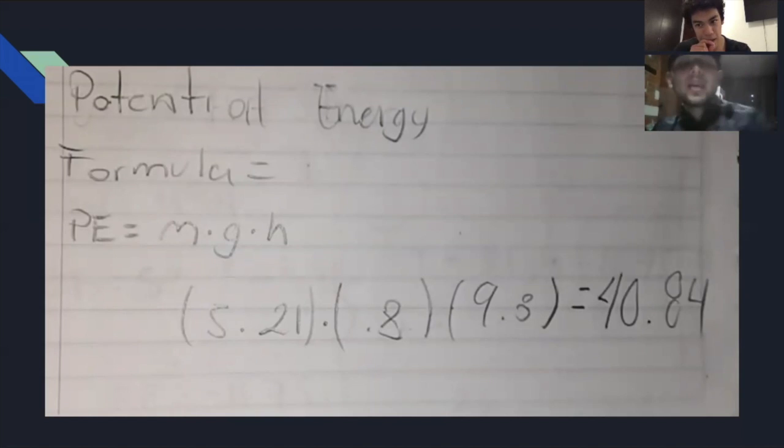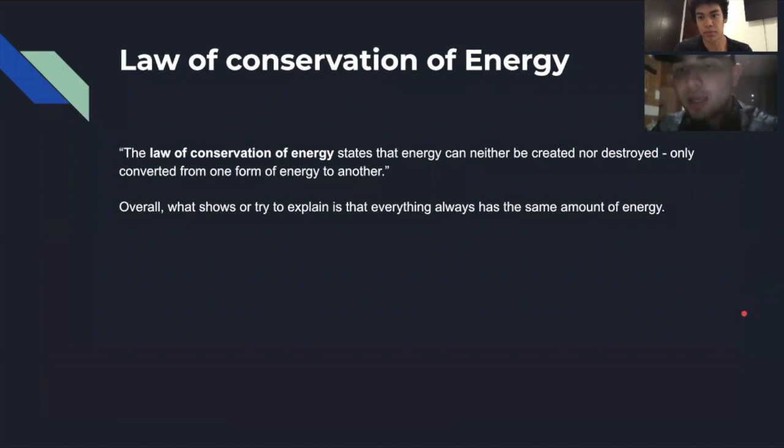Okay. So in this case, as we told you, the potential energy is going to be the mass times gravity times height. The mass of the object is 5.21 kilograms. That is going to be multiplied by the gravity, which here is 9.8, and also the height, which is 0.8. So in order to get the result, we multiply all of these. As you remember, it doesn't matter the order, and the result is the one you saw there.